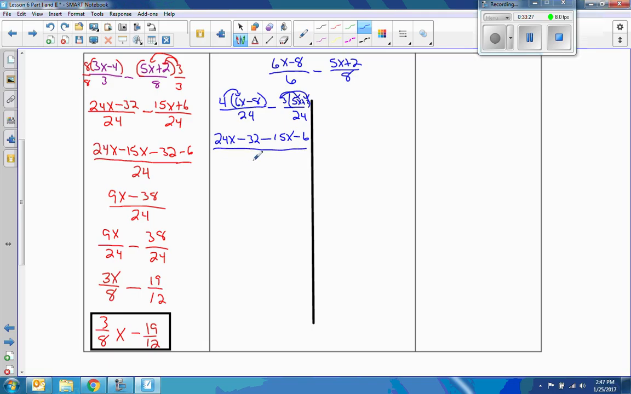This is all over 24, just like we did over here. And notice right here, we're at the same position. When I combine the x's, 24x minus 15x is 9x. Negative 32 minus 6 is negative 38 over 24. And then we're just doing what we did in the column to our left. Okay, and then finally we get 3/8 x minus 19 over 12.